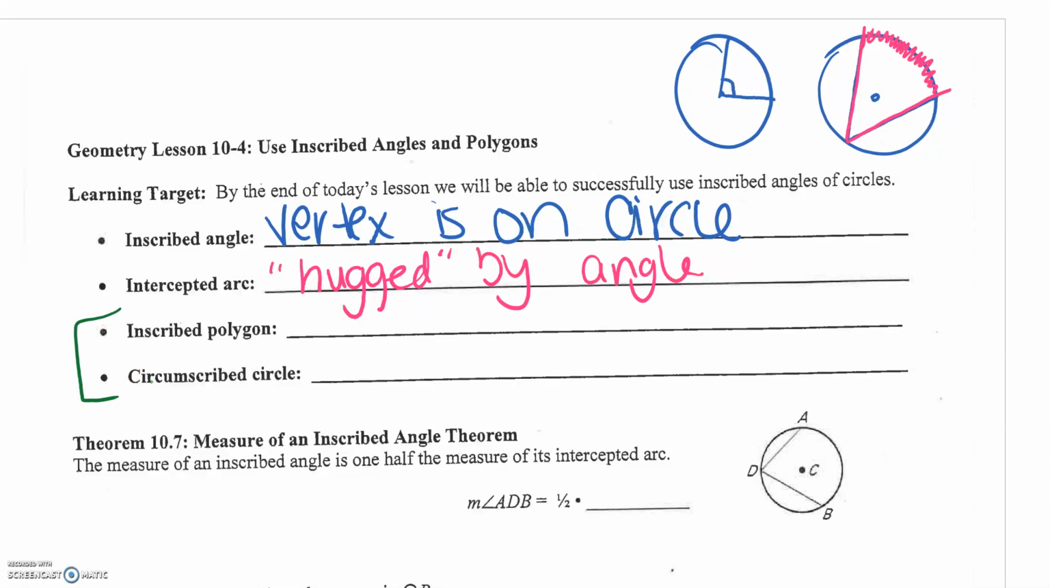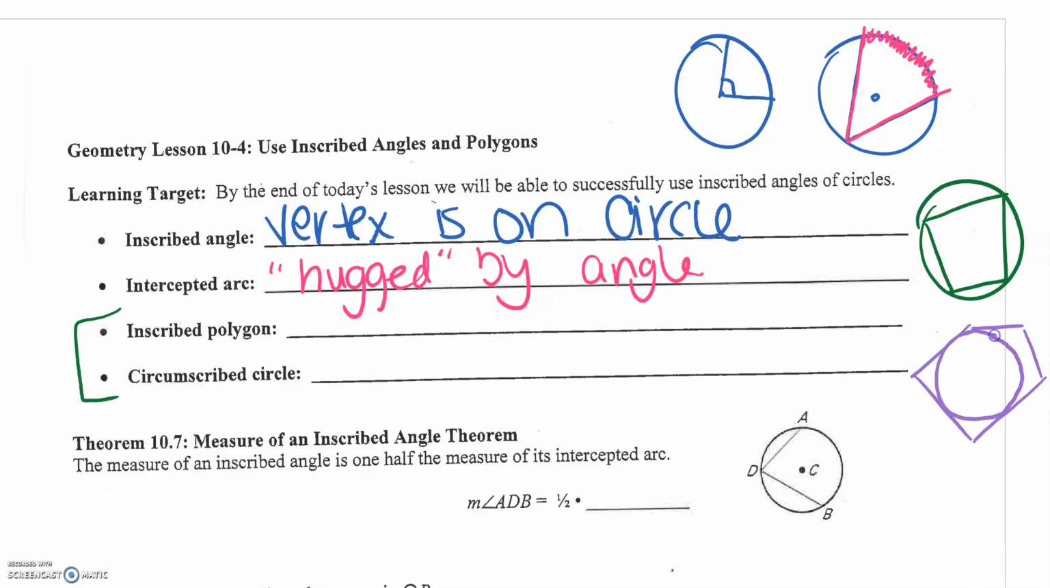You have an inscribed polygon. That is a polygon that is inside of a circle. So for example, that is an inscribed polygon. A circumscribed circle is a circle that is inside of another shape. So any shape, and then you fit a circle inside of it. Okay? So inscribed polygon is polygon inside. Circumscribed circle is a circle inside a shape or a polygon.